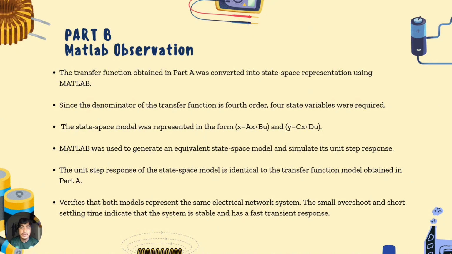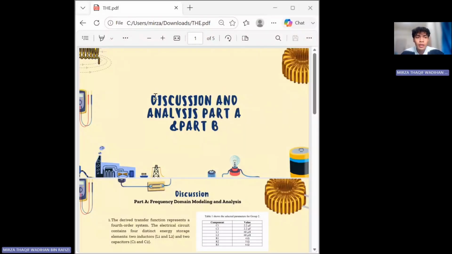For the next part, I will pass to my candidate. Hello everyone and Dr. Hafiz. My name is Mirza Takiwadihan Merabizi. My metric number B122510162. So I will cover discussion and analysis for part A and part B.